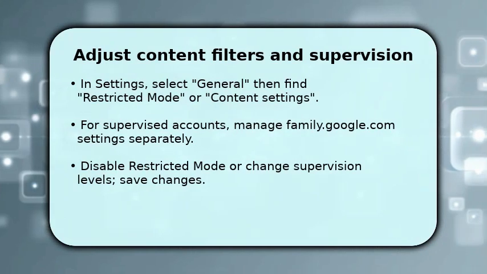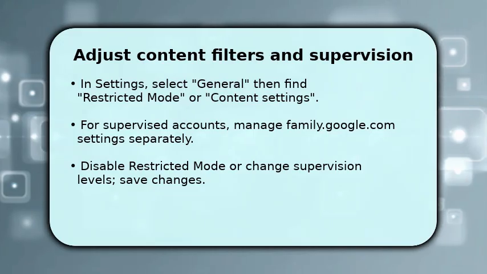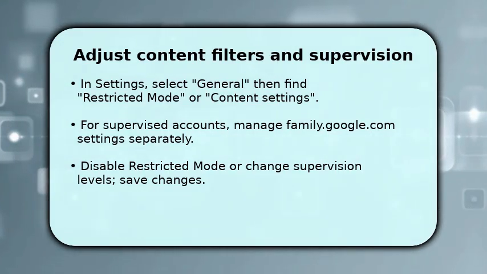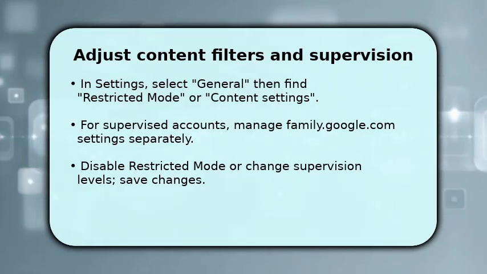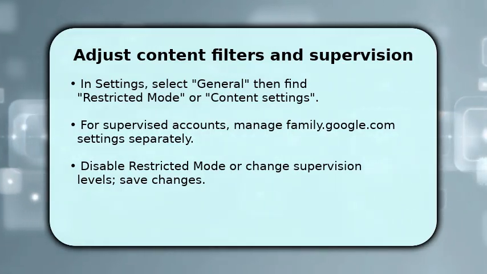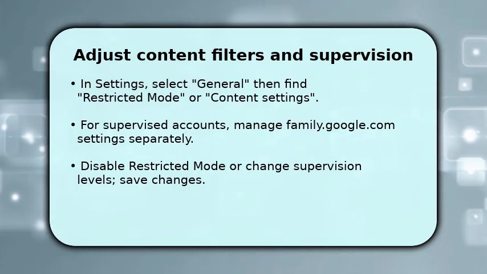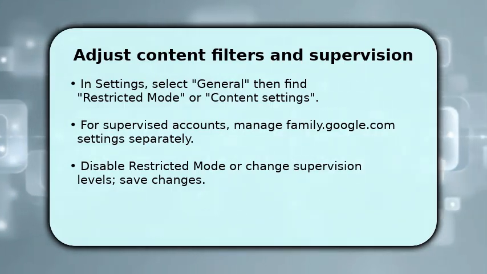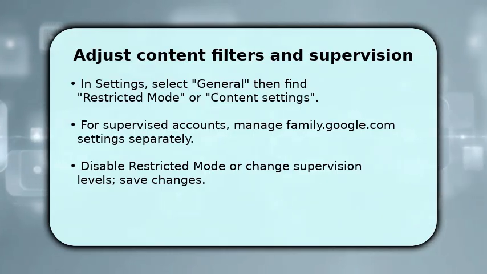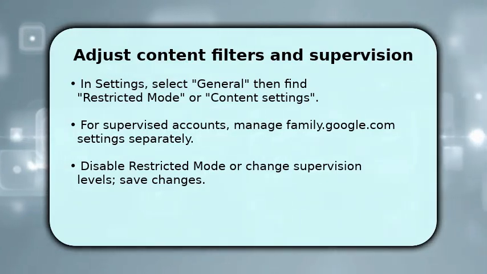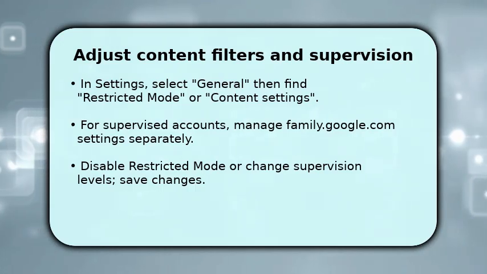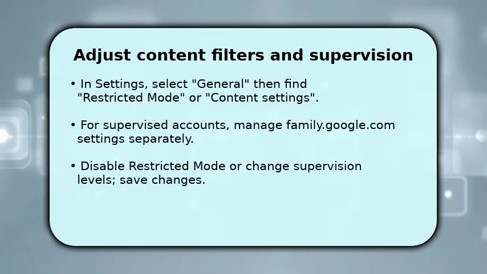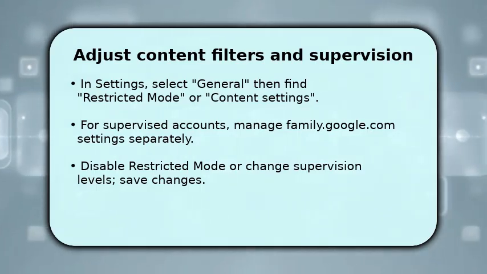Now you remove the filter. In Settings, go to General and look for Restricted Mode or Content Settings, then toggle it off. If you see a message about being supervised, head to Family.Google.com to change supervision levels because YouTube follows that parent account. For mobile, the Restricted Mode switch lives in the same general area. Turn it off and then navigate back to confirm. Once done, make sure to save changes. And note that some network or router filters can still block content, so check those next.